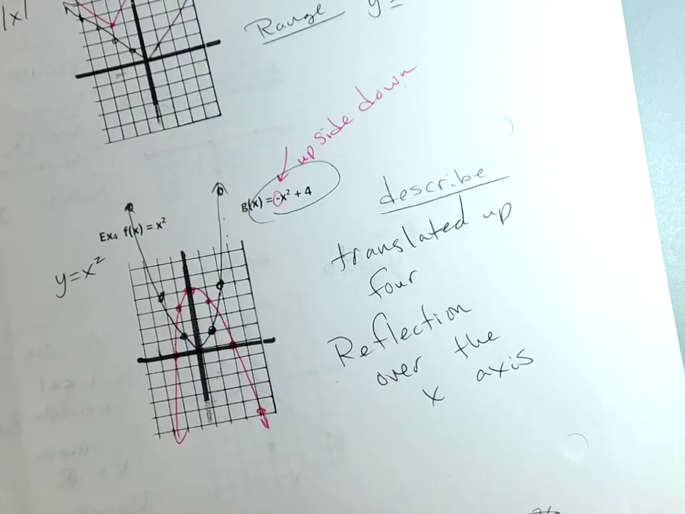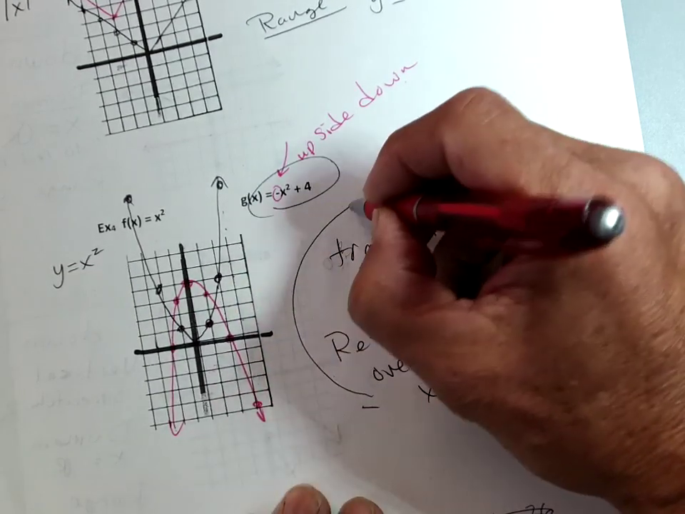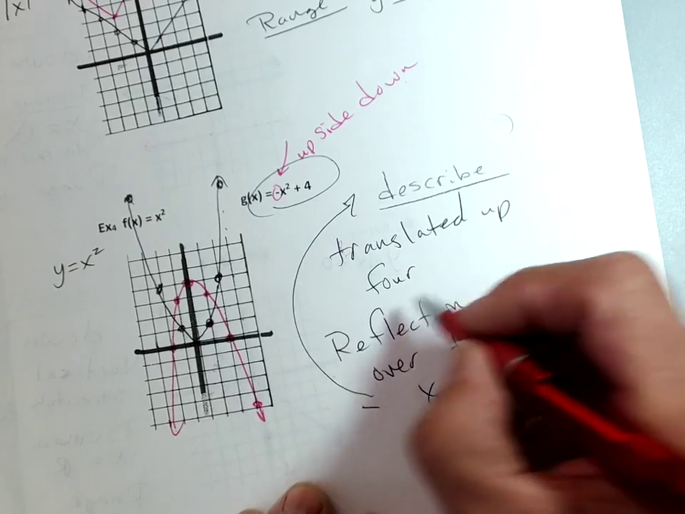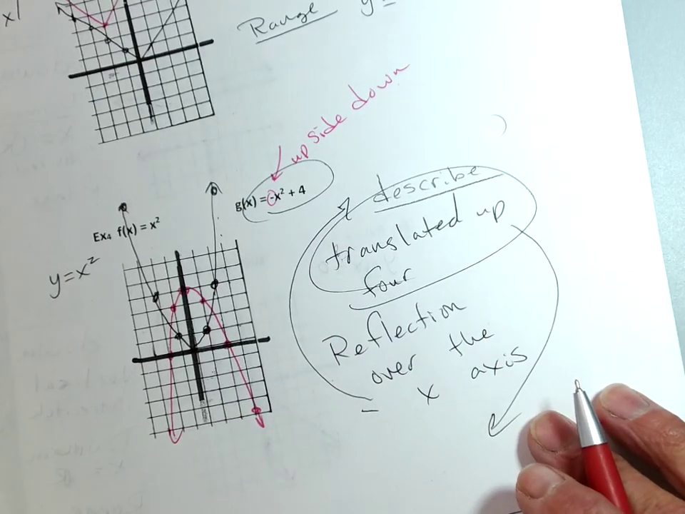Okay. So if you said flipped it, I wouldn't mark it wrong on a test. But the better way to say it is a reflection, right? You do that before you translate. So really, these two steps should be reversed. You guys okay with that? You would reflect it first and then translate it up. Thank you, Azana. That's exactly right.